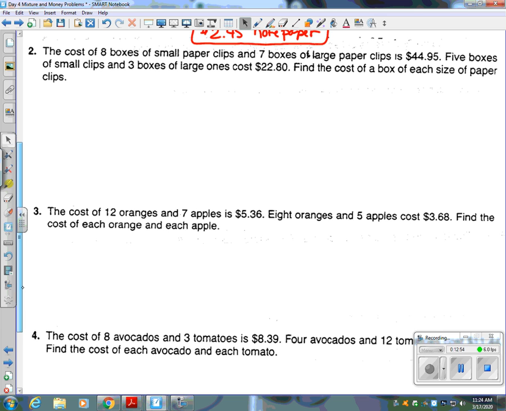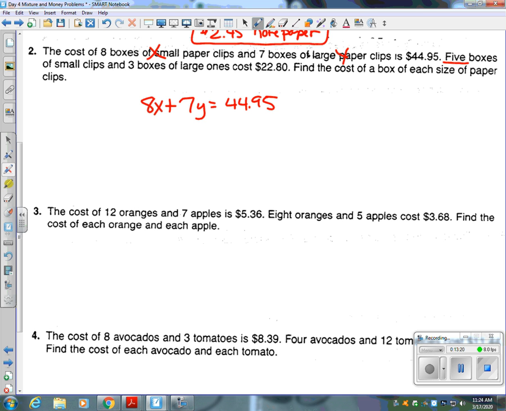Number 2, we're talking about small paper clips and large paper clips. And you just read it right off. It says the cost of 8 boxes of small paper clips is your x. The large is going to be representing your y. So you're looking at 8x plus 7y, because you're buying both small and large, and so that's the reason why you're using addition, is equal to $44.95.